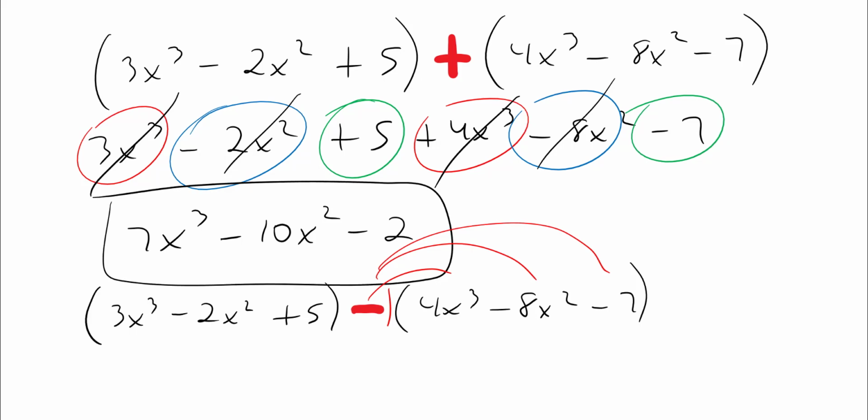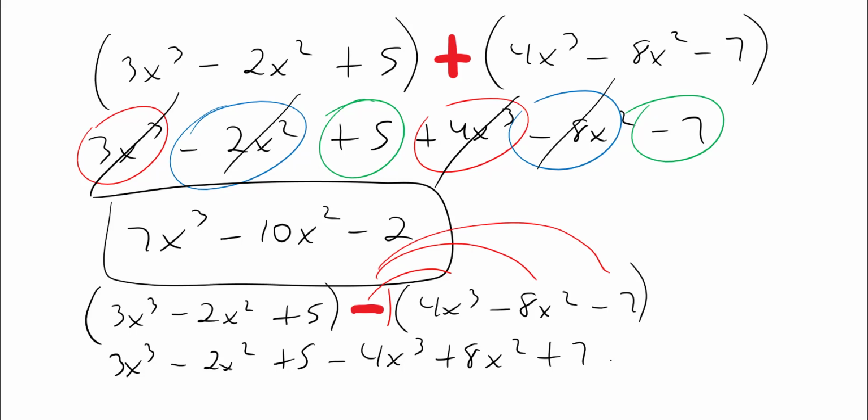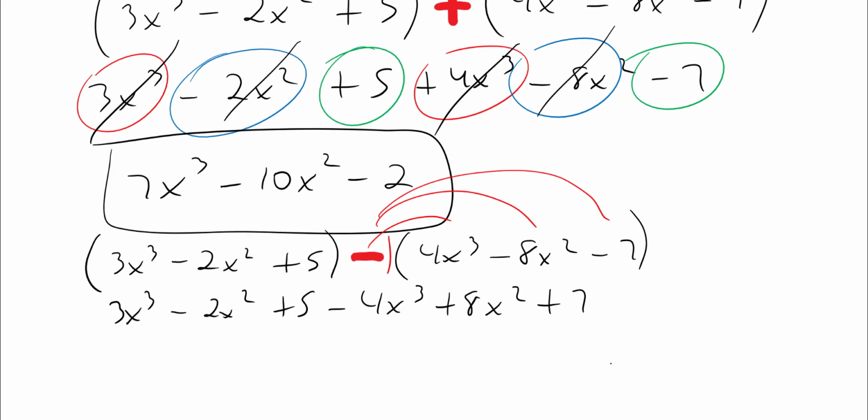So if I rewrite this now, I'm going to get 3x cubed minus 2x squared plus 5, and then I distribute that. So I'm going to change the sign of every term in here. So I'm going to get negative 4x cubed. I'm going to get positive 8x squared. I'm going to get positive 7. Okay? And let me move this down a little bit.